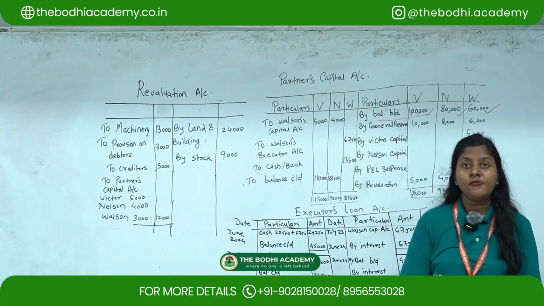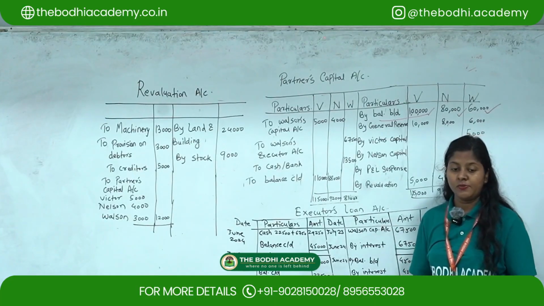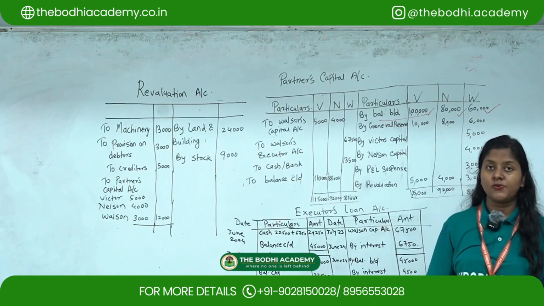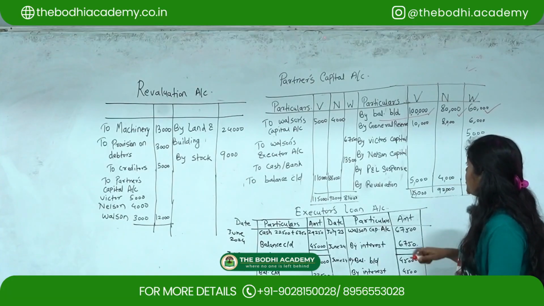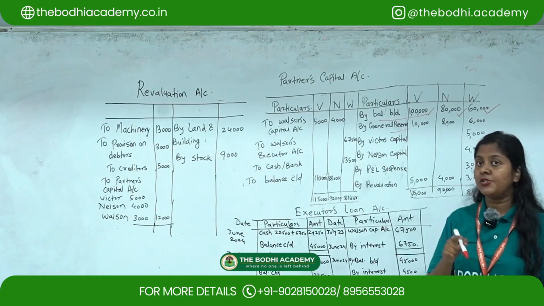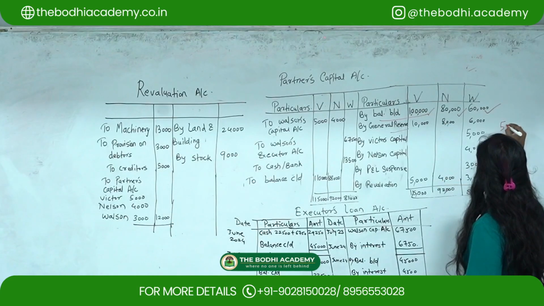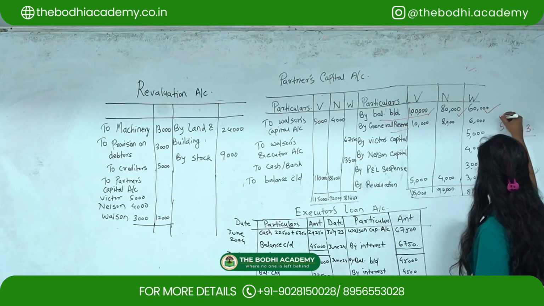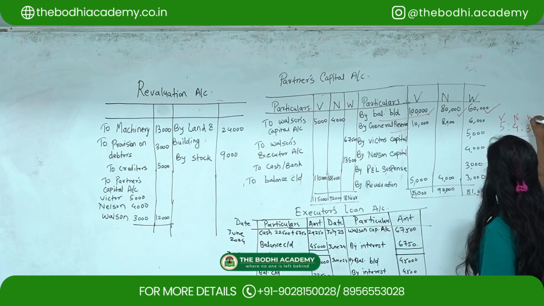Then general fund, the general reserve we have to distribute. General reserve they have given as 24,000. So this general reserve we are going to distribute in their ratio, and the ratio is 5:4:3. Okay, 5:4:3. This is their ratio of Victor, Nelson and Wilson.